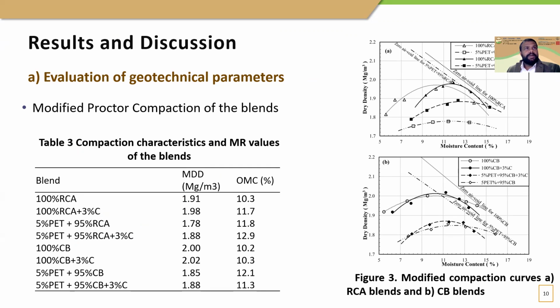Moving on to the modified Proctor compaction of the blends. The modified Proctor compaction of unbound and 3% cement stabilized blends is presented in the figure. The maximum dry density values of the cement stabilized blends are higher than the respective unbound blends. The fine cement particles can fill the voids in blends and increase the MDD, or maximum dry density, of the blends, producing better compaction. Adding 5% PET in blends has reduced the MDD values and increased the OMC values of the CND materials.